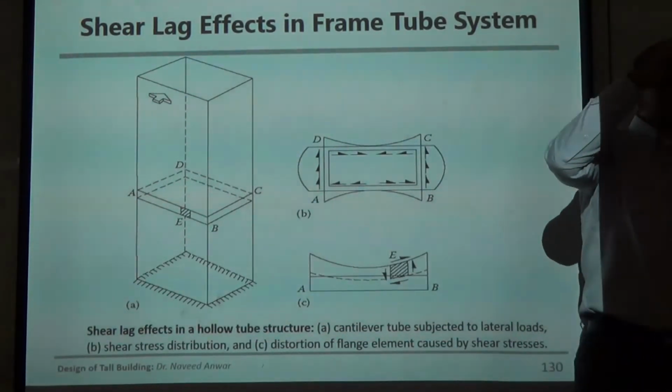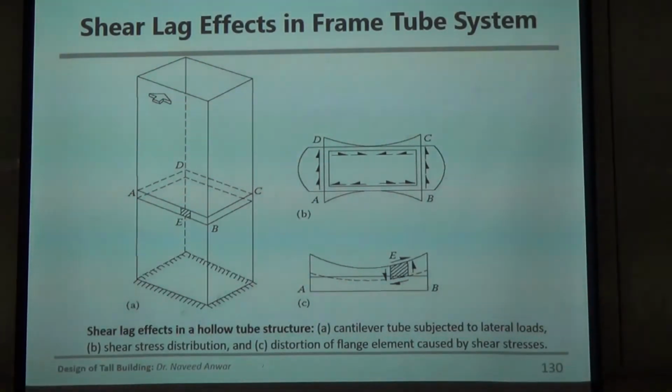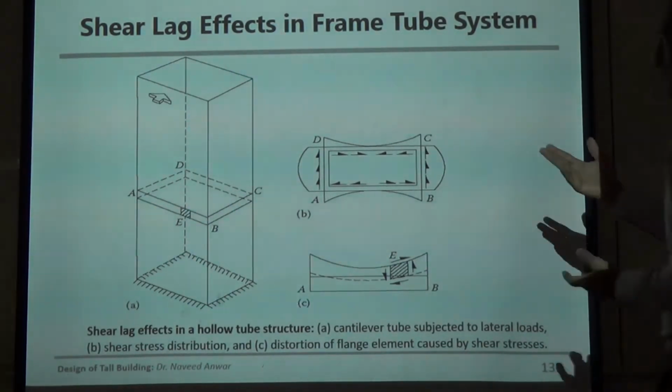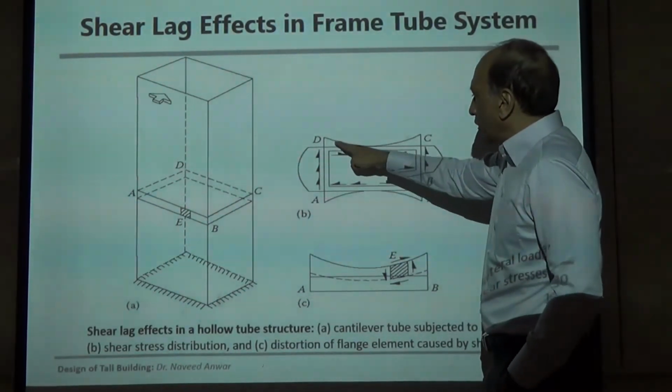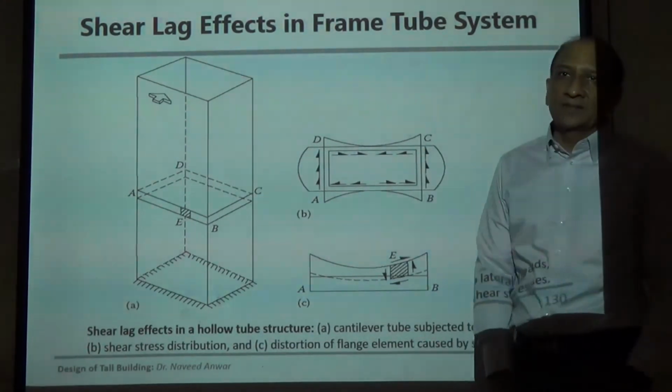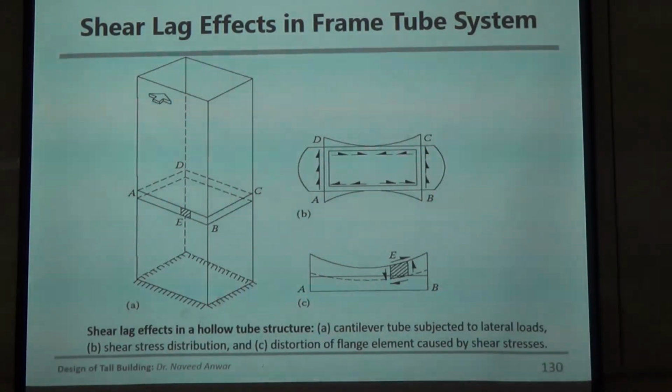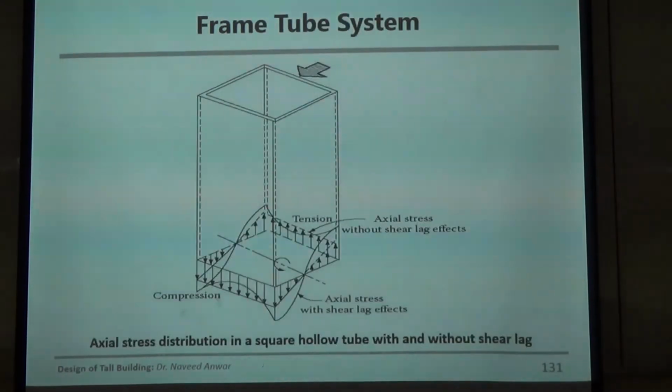Remember, in the first course we talked about linear strain distribution for a column or a beam or a tube. But if the strain distribution is not linear, that means we have a shear lag which is causing it to be non-linear. So in a tube system, it is non-linear, not linear, and that is because of the shear lag. And we always try to minimize that shear lag.